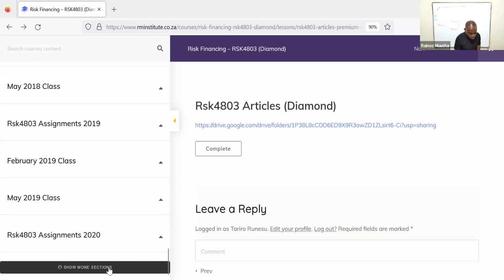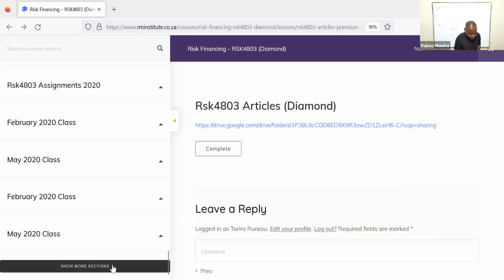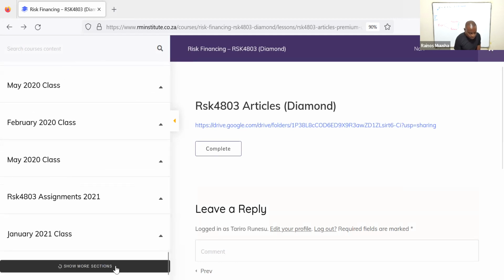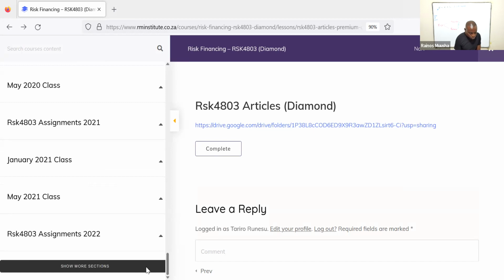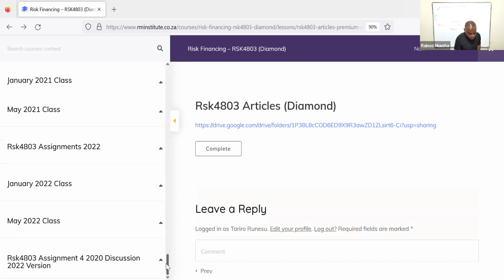So if you click on show more sections there, you will see that you are now going to be able to access the material for 2018, the past paper questions, and the assignments as well for 2018 all the way through to 2022. And remember, for all these years, you have access to the January, February, the new Jan, Feb, and the May, June as well.